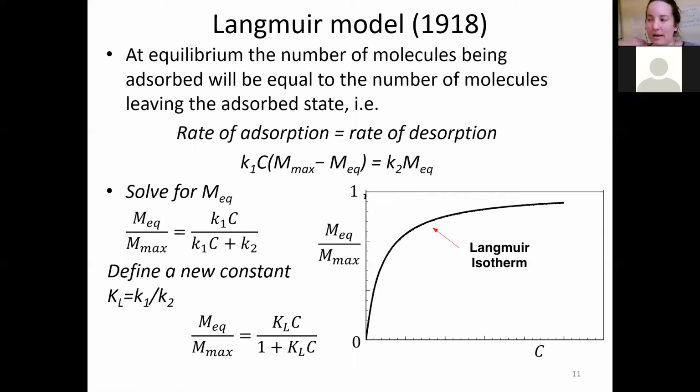So the Langmuir isotherm is a completely theoretical model. We discussed the assumptions, they're very basic, and the mathematics are derived directly from this type of model, and this is what the curve looks like.